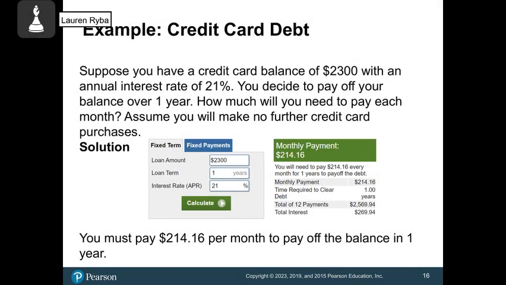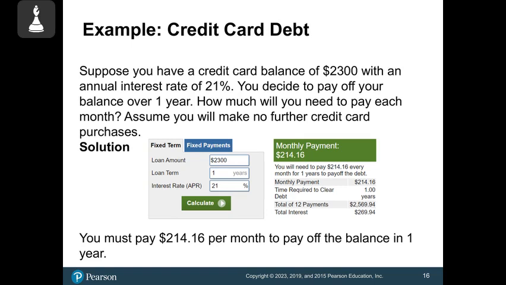Let's say you have a credit card balance of $2,300 and your annual interest rate on your credit card is 21%. You decide that you want to pay it off over a year. How much would you need to pay each month, assuming that you're not using that card to make any more purchases?